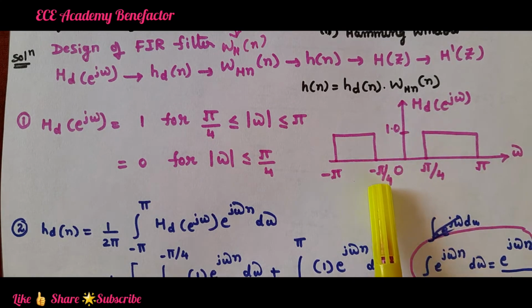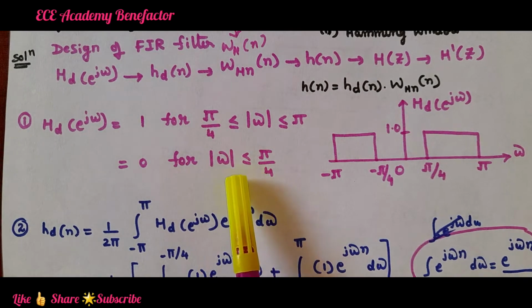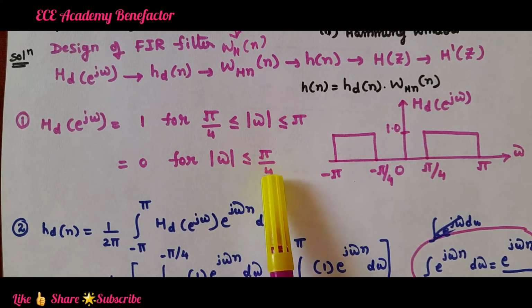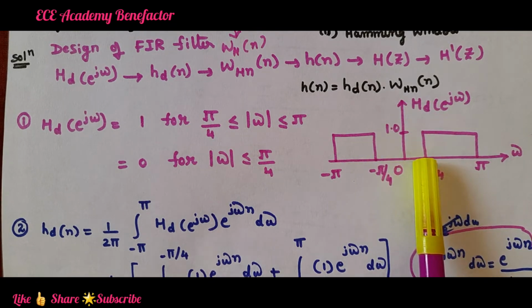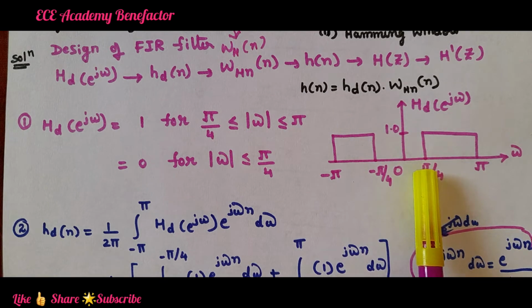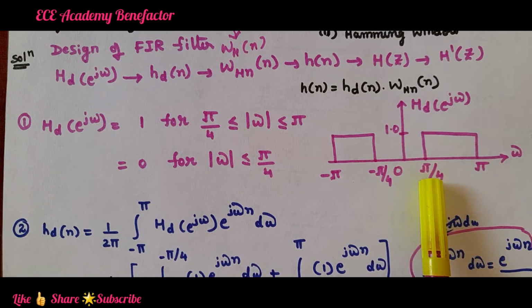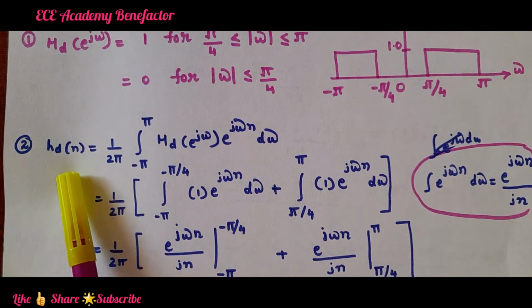In between minus pi by 4 to pi by 4, mod omega less than or equal to pi by 4, its value is 0. So, it is 0 here. Okay. So, based on the definition, we can draw the frequency response graph of an ideal high pass filter. Next step is to find HD of n.